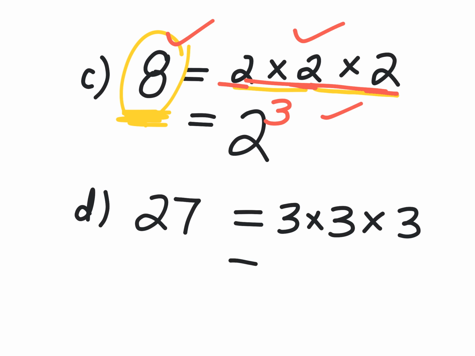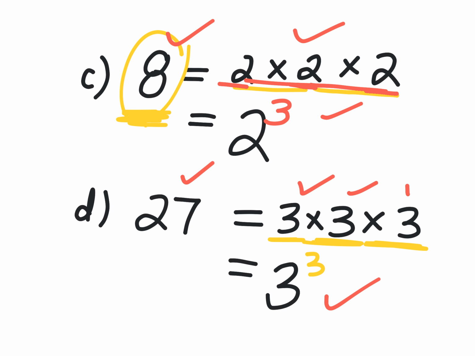How would you write that as a power then? What's the base? 3. To the power of 3. Good. 3 to the power of 3. We wrote the base 3 times. So 3 to the power of 3 is equal to 27, which is equal to 3 times 3 times 3. Good.